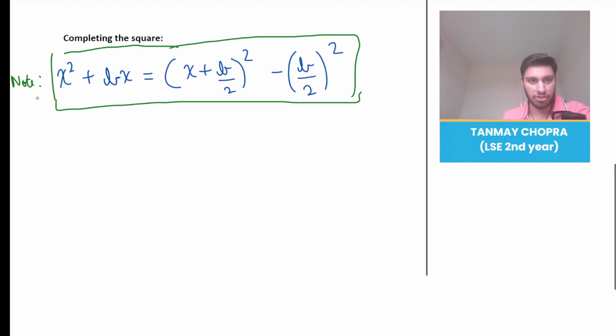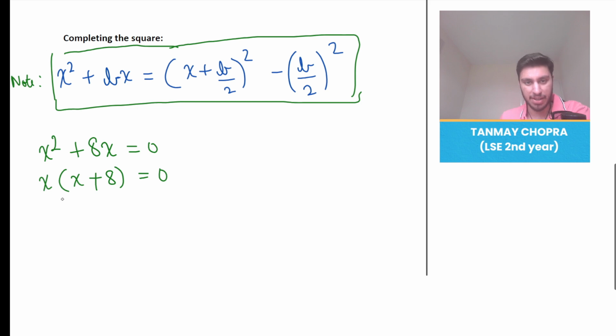So I'm going to write an expression. What I'm going to write is x squared plus 8x. And of course, if I set this equal to 0, some of you might be able to tell me instantly that the solution here is quite simple. If I just factorize normally, then what I see is that x times x plus 8 equals 0.